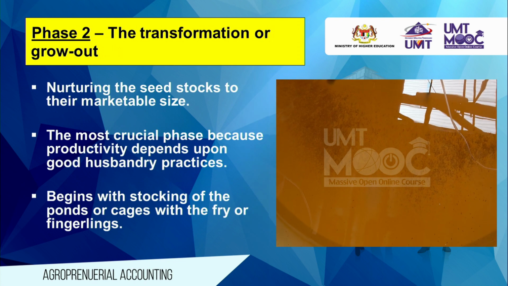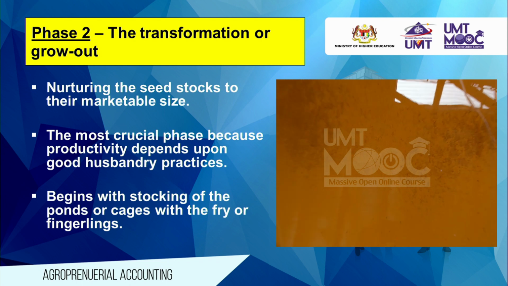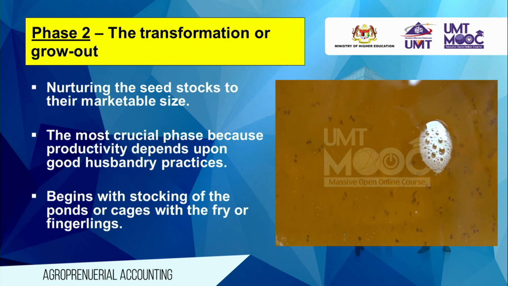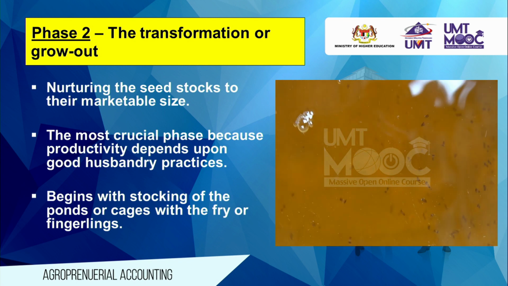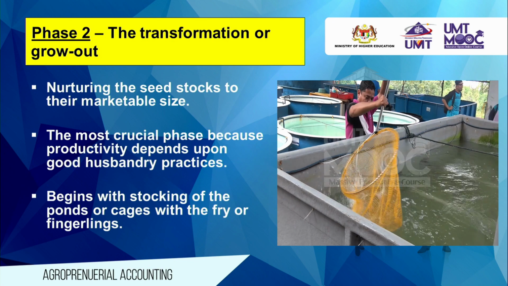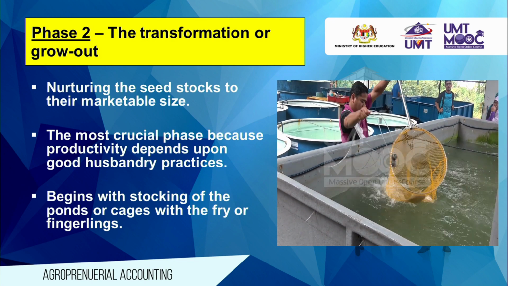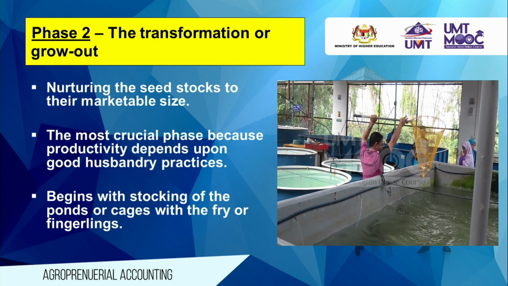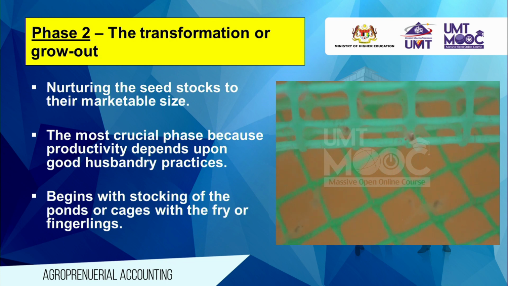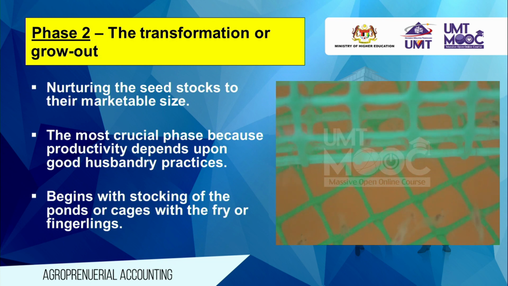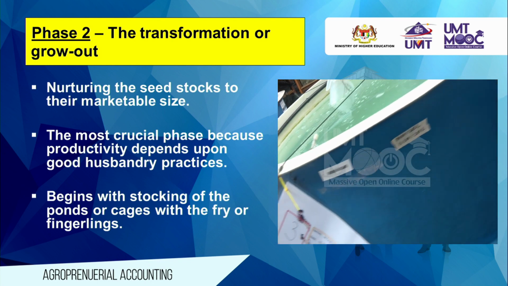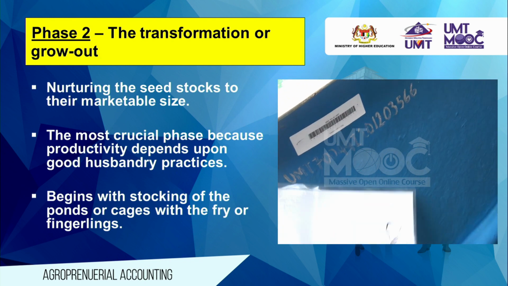The next phase is the transformation or grow out phase. This is the phase where the aquaculture starts to grow. The size of the product gets bigger and involves nurturing the seed stocks to their marketable size. The transformation process also begins with the stocking of the ponds or cages with the fry or fingerlings. At this stage, the stock will be transferred to bigger ponds to stimulate growth. This is the most crucial phase as productivity depends upon good husbandry practices.